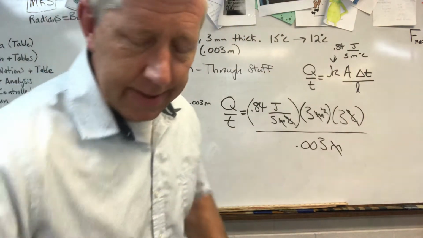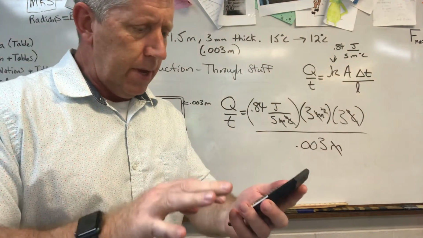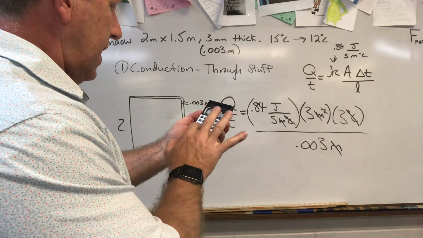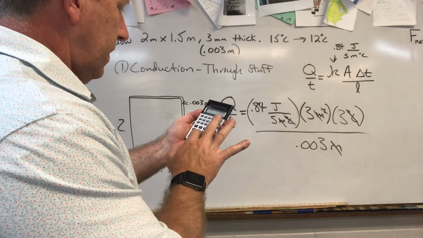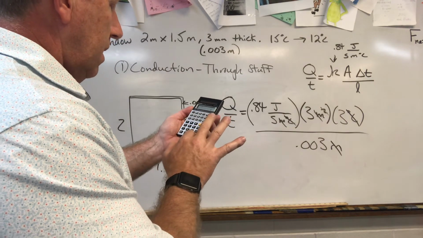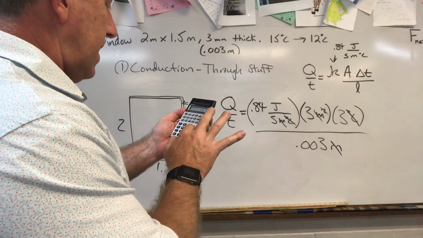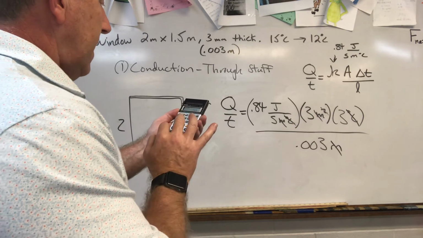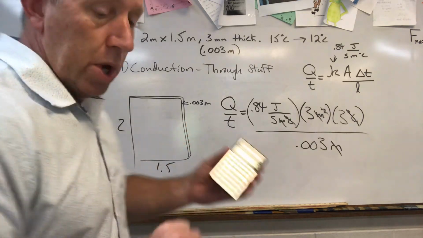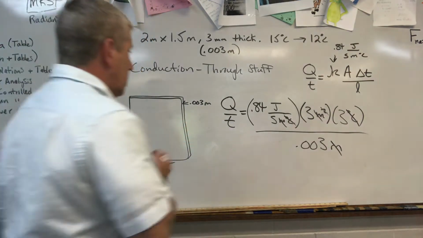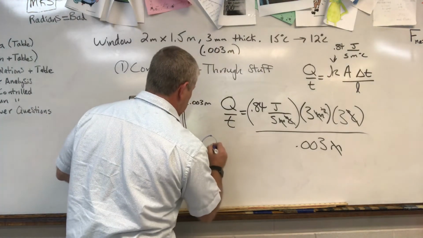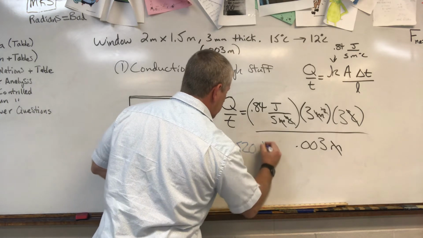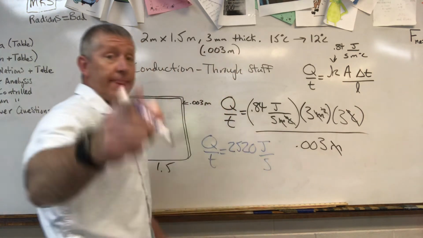Okay, well, I'm going back to my crappy calculator, and hopefully it'll be in the right units. It is still in the right units. Okay, so here we go. Let's do it. 0.84 times 3 times 3 equals, divided by 0.003 equals. I got 2520. So Q over t equals 2520 joules per second. That's what that means.